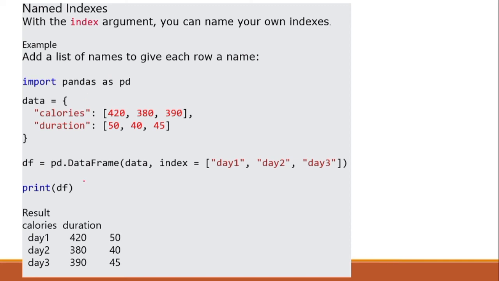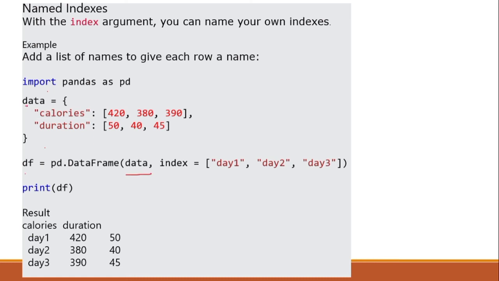You can also have the indexes given as names. Instead of 0, 1, 2, I can say day 1, day 2, day 3. But I have to explain it explicitly here. With the index argument, you can name your own indexes. Add a list of names to give each row a name. Again, I have taken the same example, calories and duration. But now, before asking it to print, I am saying my data frame df is pd.DataFrame(data).